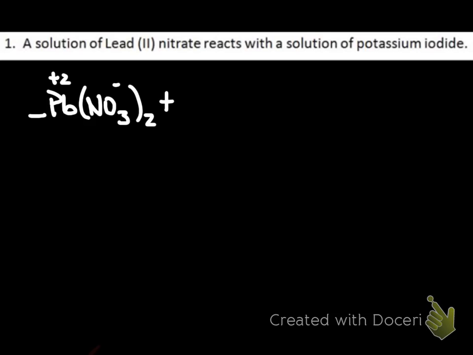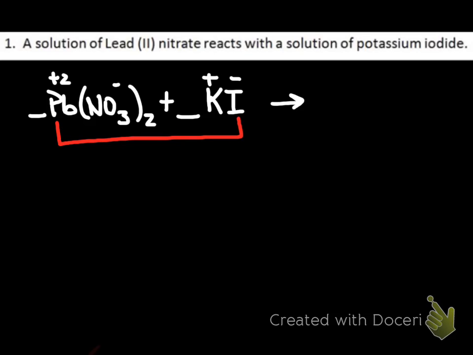It will be reacted with potassium, +1, and iodine, minus. To predict the products, I match up the outside with the outside. That will give me a new product of lead iodide.